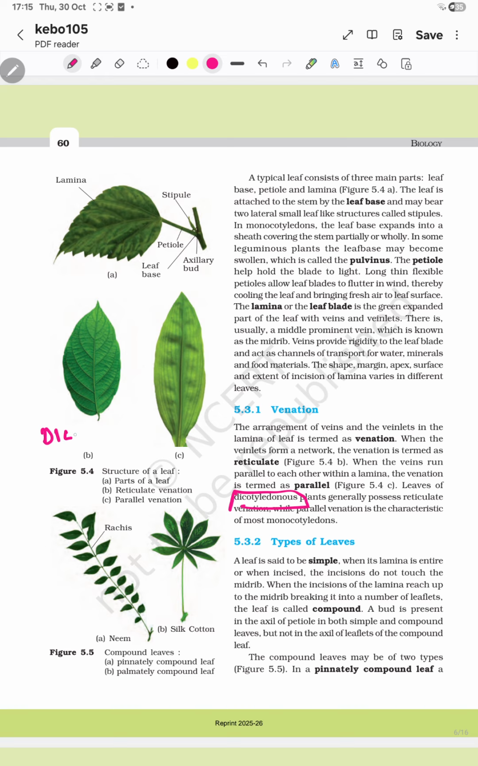Phyllotaxy. Phyllotaxy is the arrangement of leaves on the stem or branch. So there are three types of phyllotaxy: alternate, opposite and whorled. Alternate is seen in China rose.